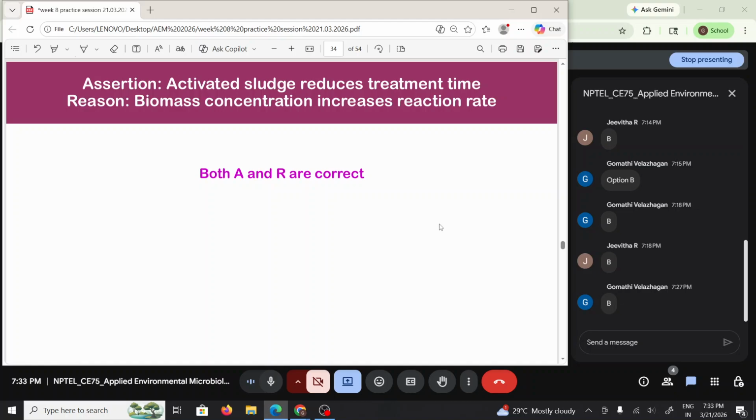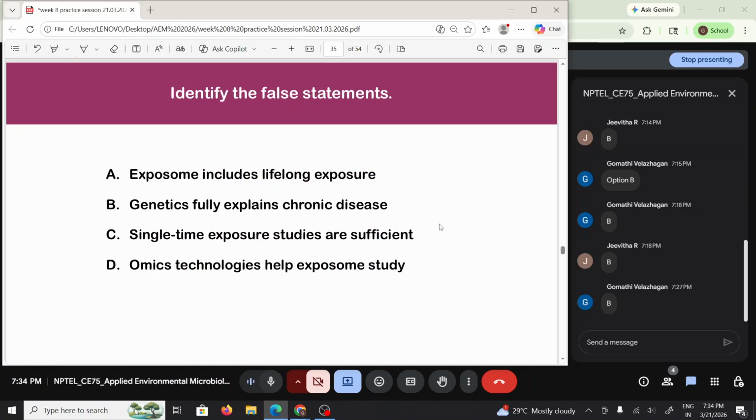So both the assertion and reason are correct. Activated sludge reduces the treatment time because the microorganisms are already in the log phase. They are at the peak of their growth. So when you add them to a wastewater system, they'll happily survive and they don't have the lag phase. So the treatment time will reduce. The kinetics is increasing and the treatment time is reducing. So that is the reason again. The reaction rate or the kinetics is getting increased. So both the statements are right.